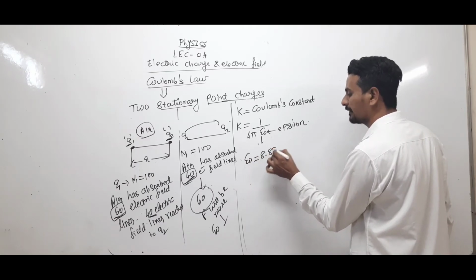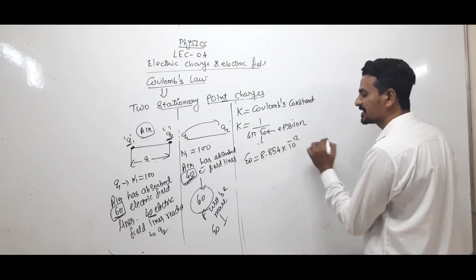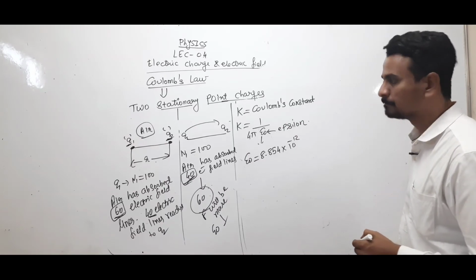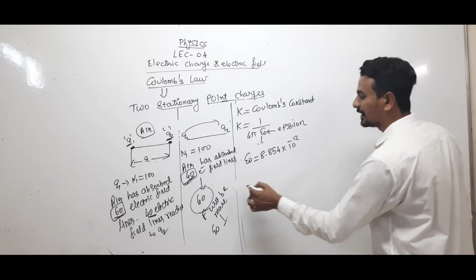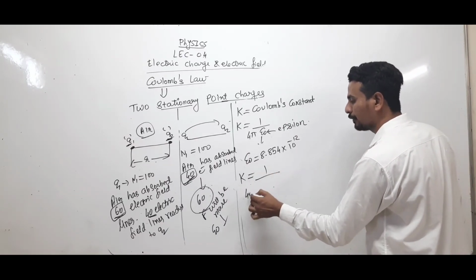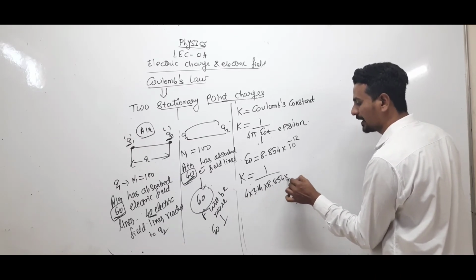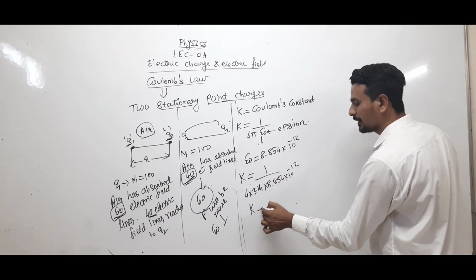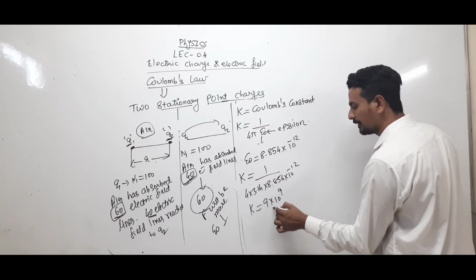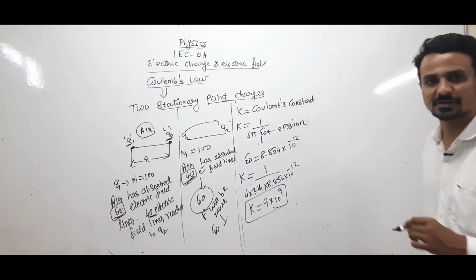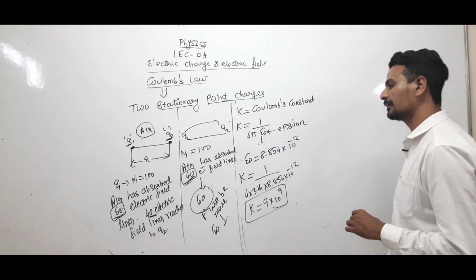So the value of epsilon naught is 8.854 into 10 raised to minus 12. The value changes from medium to medium. Clear? And the value of K will be 1 upon 4 into 3.14 into 8.854 into 10 raised to minus 12. So this will come out to be 9 into 10 raised to 9. So the value of Coulomb's constant is 9 into 10 raised to 9.